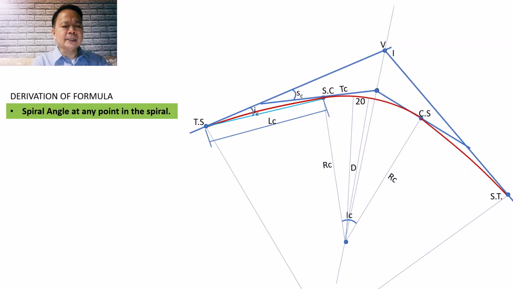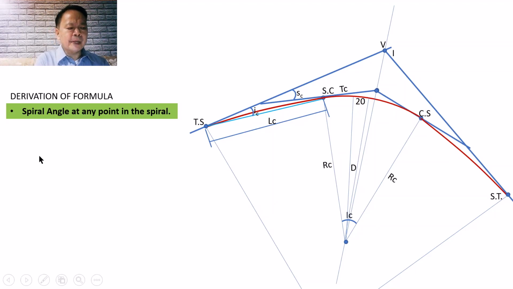So magsimula tayo sa spiral angle at any point on the spiral. Diba? Ano nga ulit itong spiral angle? Yun yung angle that the tangent drawn to that point on the spiral will be making with the tangent distance.